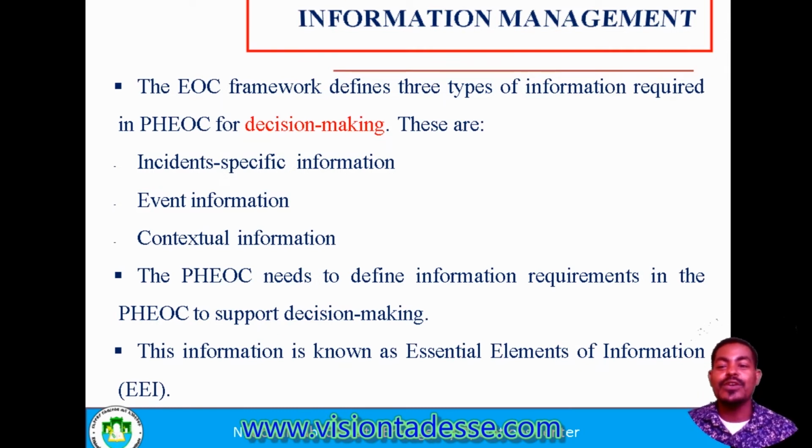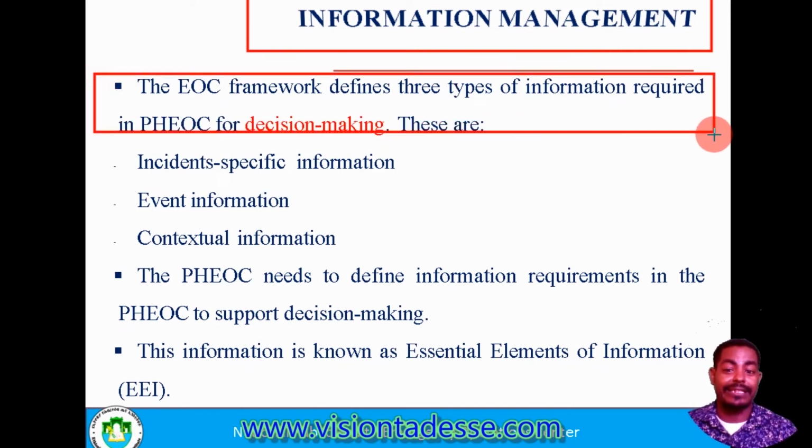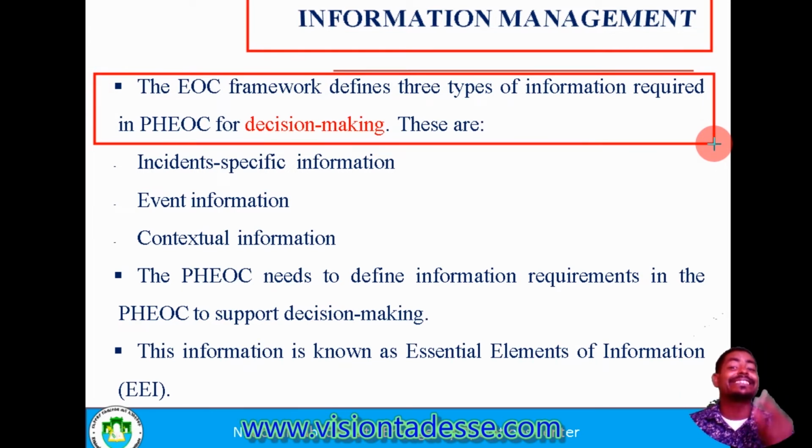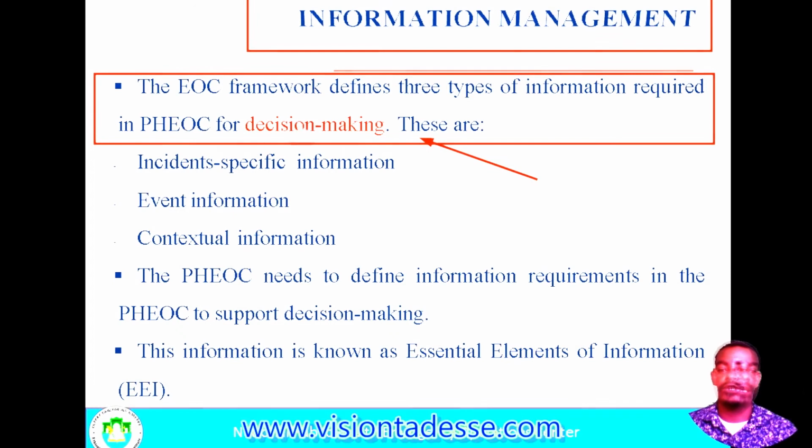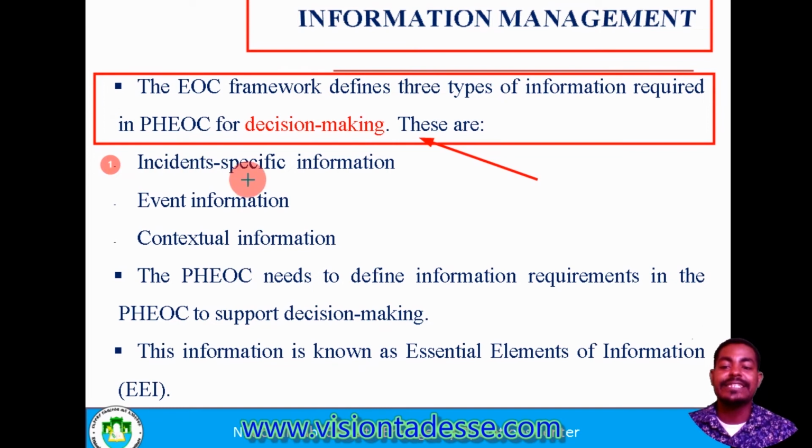So the EOC framework defines three types of important information required in PHOC decision making. There are a lot. So what are they? Number one is incident specific information, and the second one is event information. The third one is contextual information.